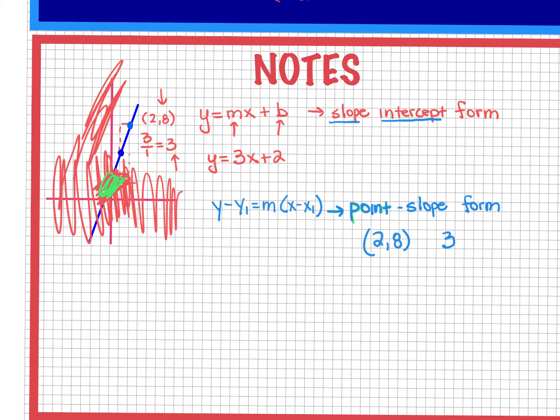What I do is I start with y, and I subtract whatever the y point is. So right here, the y point is 8. So I'm going to say y minus 8 equals the slope, which is 3, times x minus the x point, x minus 2. So the y minus the y point equals the slope times the x minus the x point.